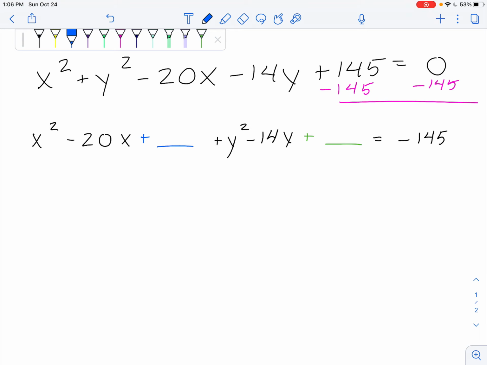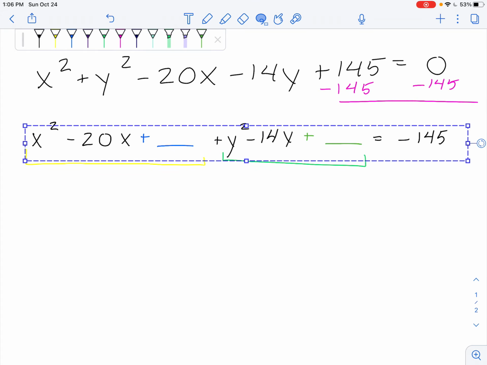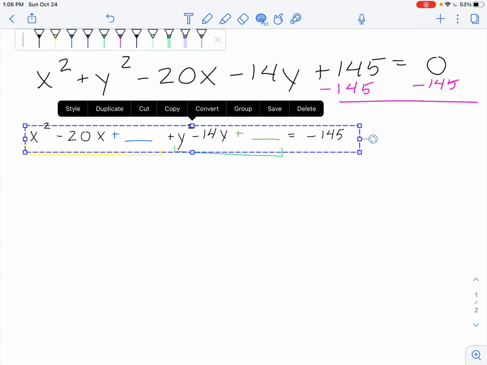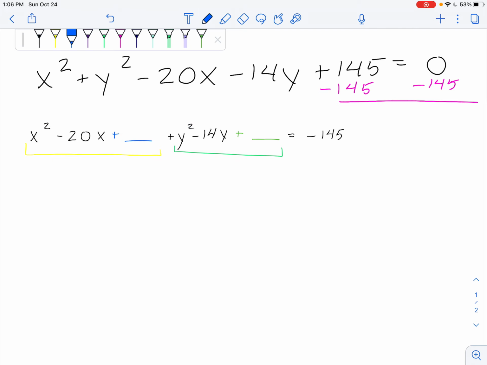So I want to add a number into these blanks so that I get a perfect square trinomial for my x's and another perfect square trinomial for my y's. And I'm going to make this smaller because I'm using my whole screen. I'm going to add those same values to the other side, right? Because whatever I add to one side, I have to add to the other.